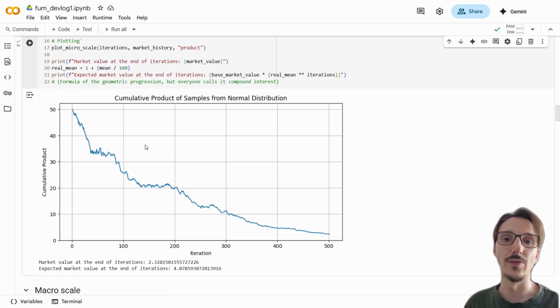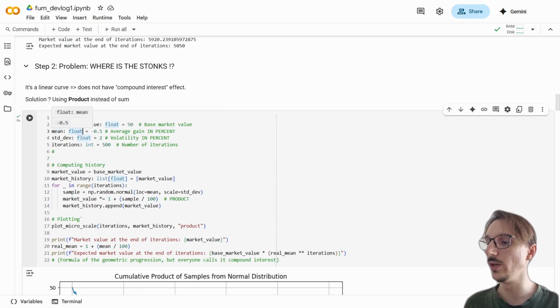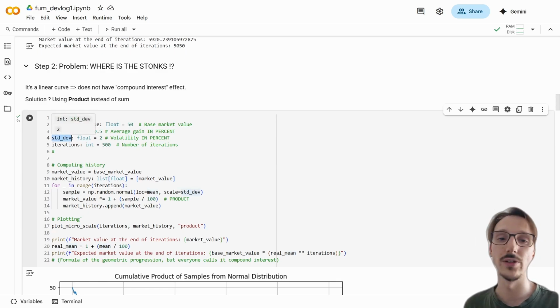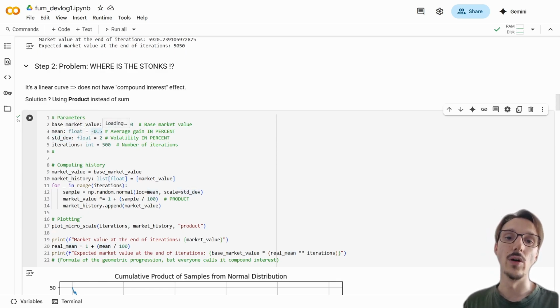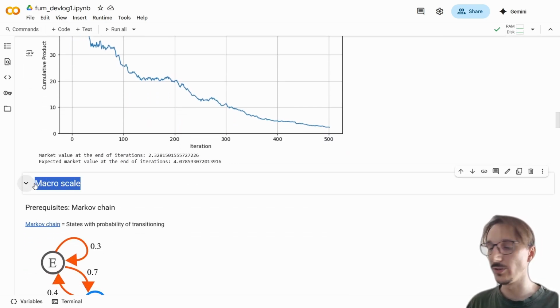So that's it for the micro scale. As you might notice, it would be cool if we had a system on top of that to modify the mean and standard deviation over time. So we'll get an overall curve that has trends of ups and downs with different steepness and noise. And that brings us to the macro scale part.